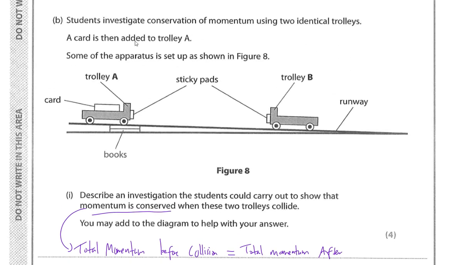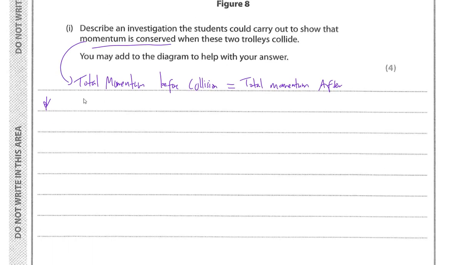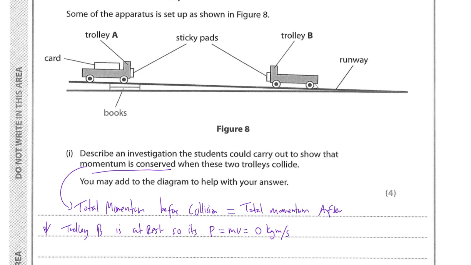So this is A and B. Let's say trolley B is at rest, stopped. Its momentum is going to be mv. The v is 0, so it's going to be 0 kg meter per second. So we keep it simple. We say this is not moving, which makes our life easy. Now this one is moving. We put it on a block so that gravity can make it go down.